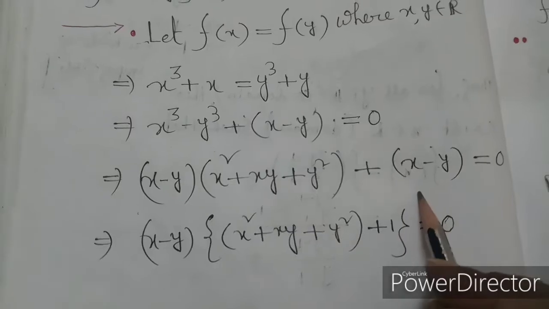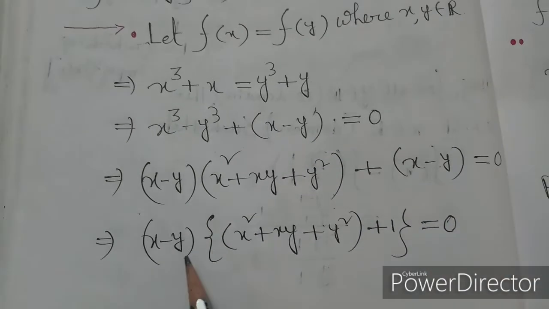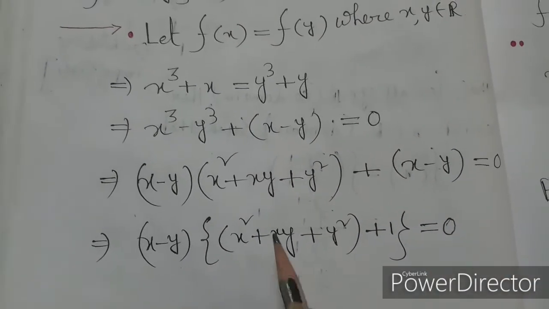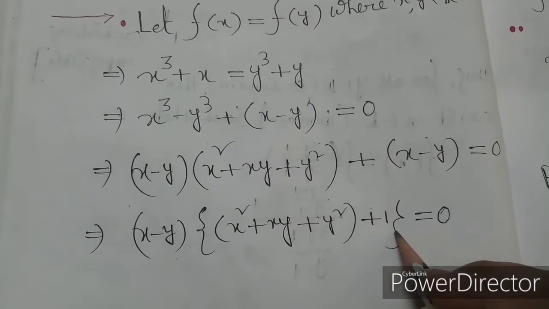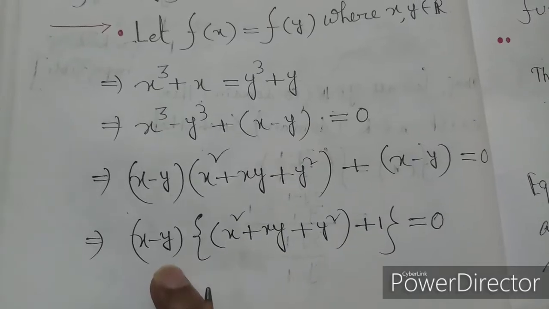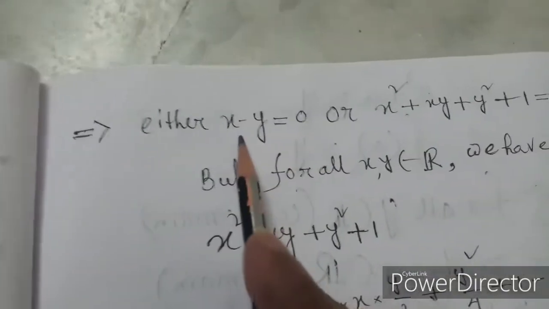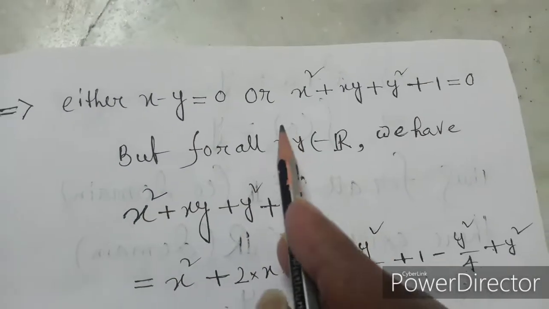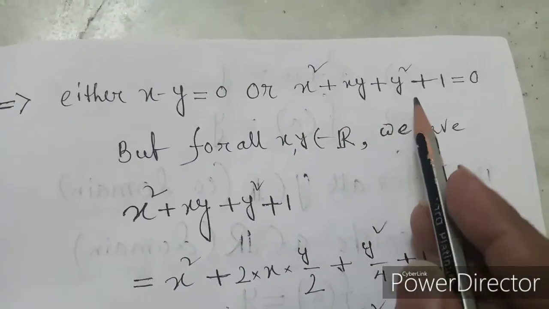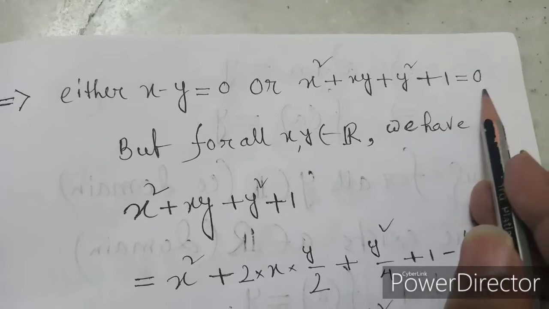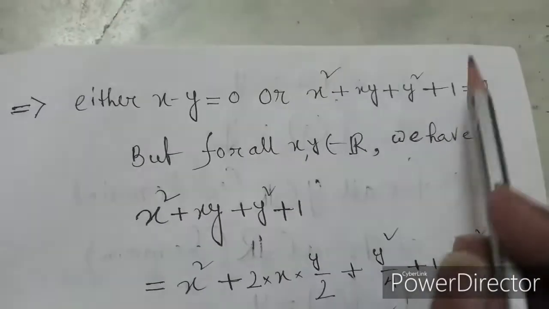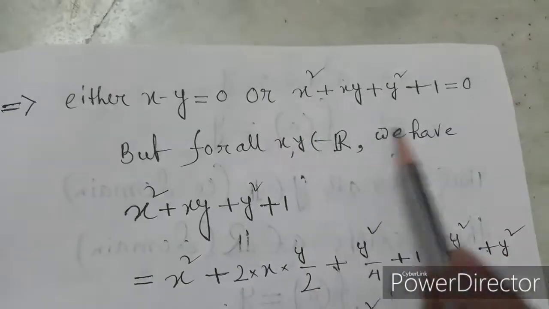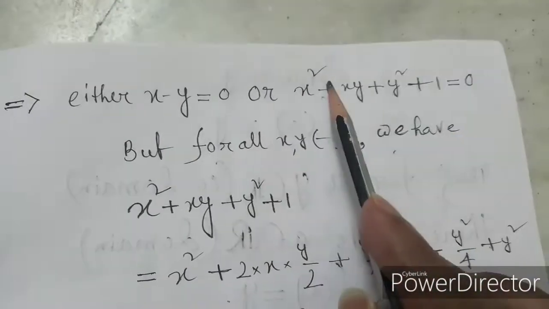So now the common part is x minus y, so x minus y is common. So (x minus y)(x square plus xy plus y square plus 1) equals 0. So either this equals 0 or that equals 0. That's why either x minus y equals 0 or x square plus xy plus y square plus 1 equals 0. But we can now prove that this part cannot be equal to 0.